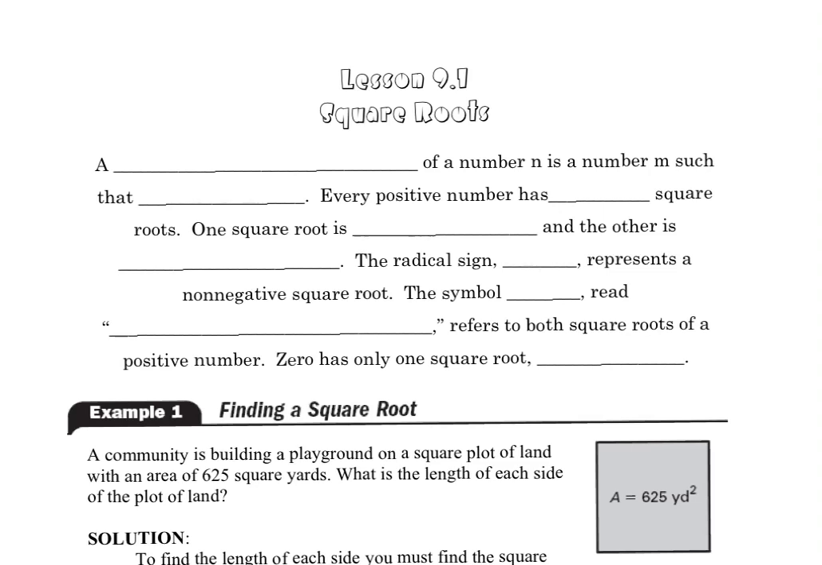Follow along with me as we go. A square root of a number n is a number m such that m squared equals n. Every positive number has two square roots. One square root is positive and the other is negative. The radical sign, which looks like that, we call it a radical sign or a square root sign, means the same thing, and represents a non-negative square root.